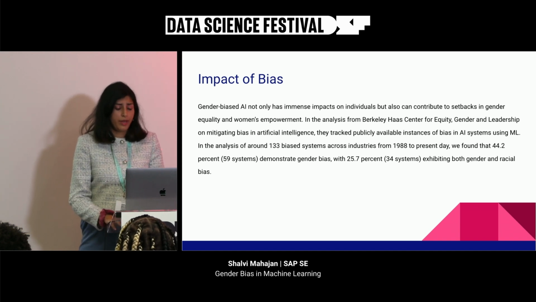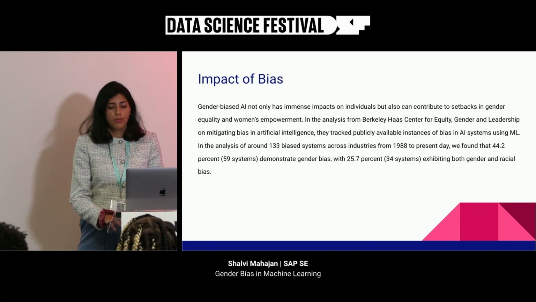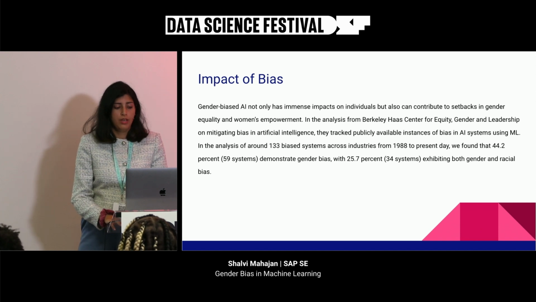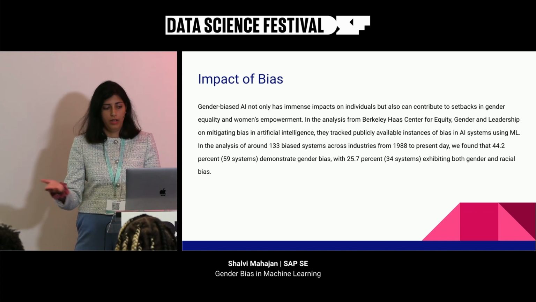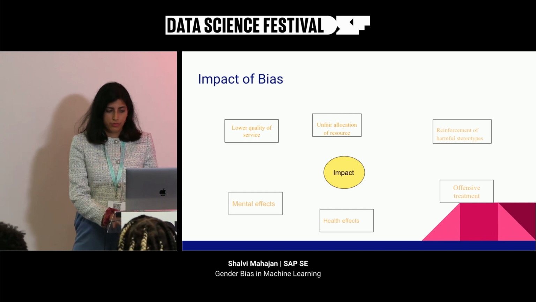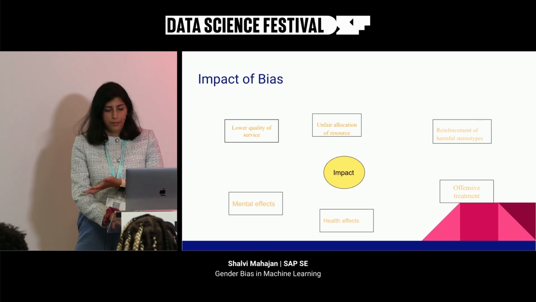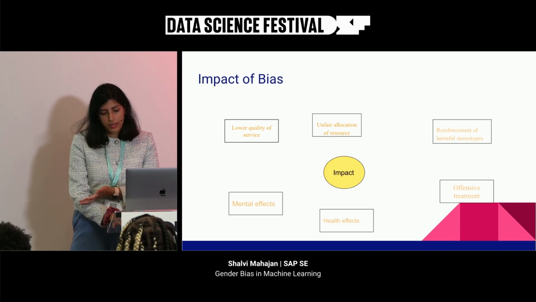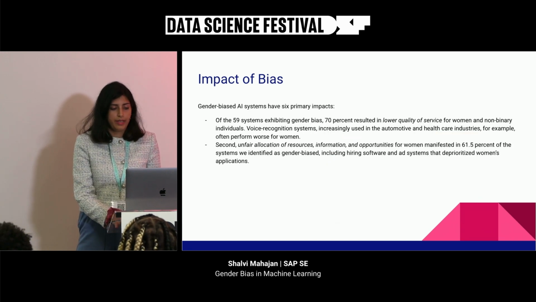There is also one example, an analysis of around 133 biased systems across industries from 1988 to present day. We found that 44.2% demonstrate gender bias, with 25.7% exhibiting both gender and racial bias. So there are a lot of impacts happening: lower quality of service, unfair allocation of resources, reinforcement of harmful stereotypes, offensive treatment, health effects, and mental effects. So we'll take them one by one.